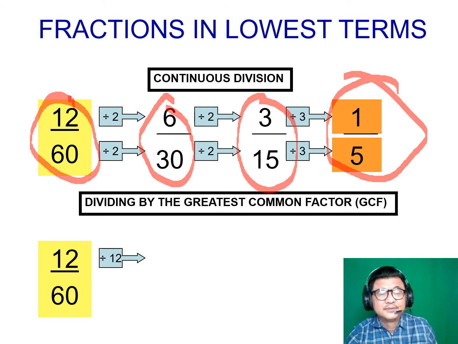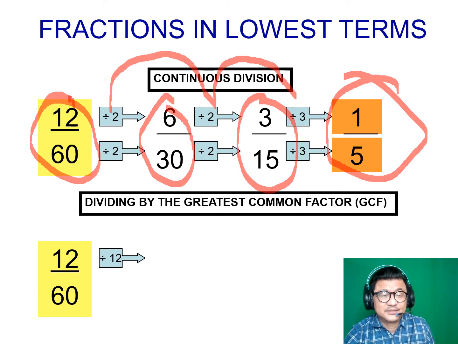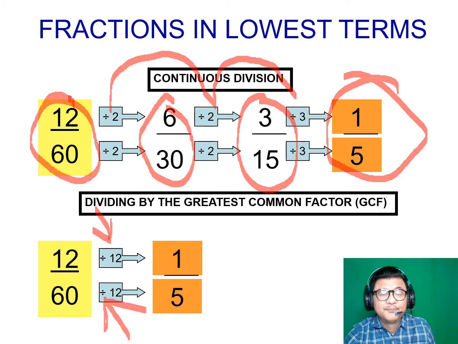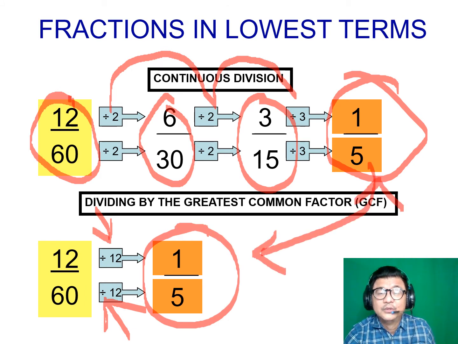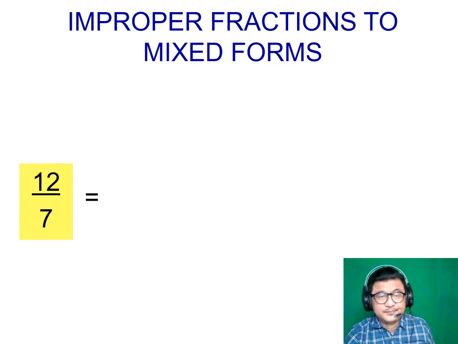Okay, next. Now, you could also, the easiest way is to divide it by the greatest common factor. And what is the greatest common factor? Think of it. I could divide it by 2, by another 2, and another 3. That means I could divide it by a bigger number, which is 12. That's the greatest common factor, right? So, top divided by 12, the bottom divided by 12, and I will get what? 1 over 5. See? Directly, you could get the answer without going through continuous division.